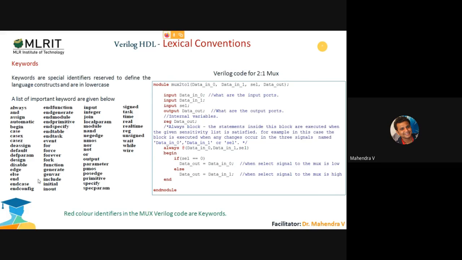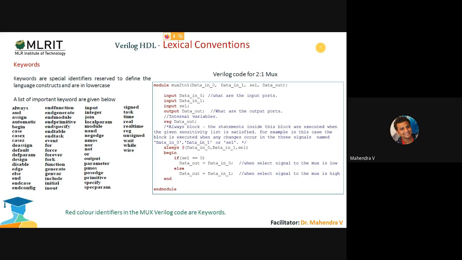Why? Because these are all reserved, like in the C language. In C also, no one allows us to use the keywords as identifiers. Now this is one example. All red colors are keywords. I don't want to spend much time on this. And here I wanted to spend some time.